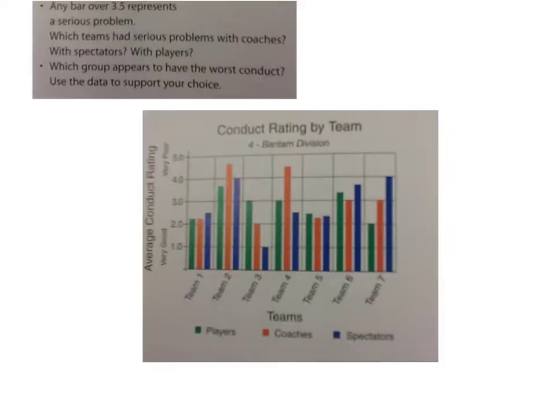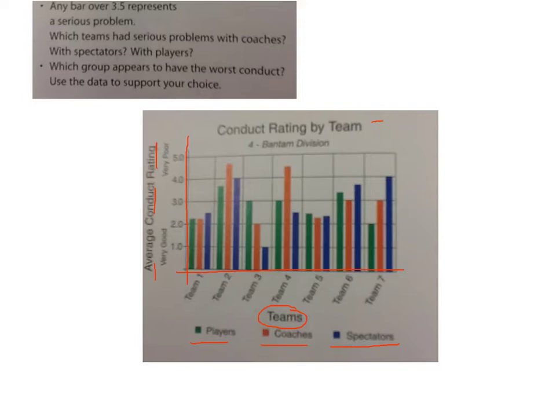And here we have our graph right here. It says conduct rating by team, so that's our title. We have our x-axis right here, and we have our y-axis right here. So that's our x and y. We've labeled our x-axis at the bottom here. We have teams, and we also have a green color for players, an orange color for coaches, and a blue color for spectators. Over here, the labeling on the left-hand side says average conduct rating.